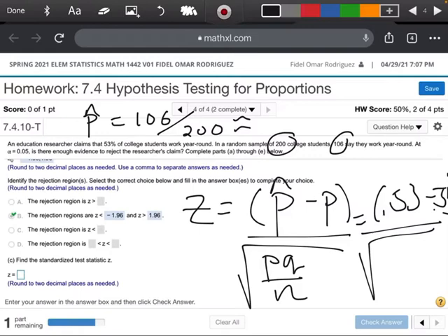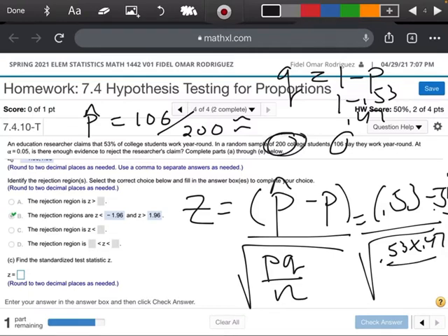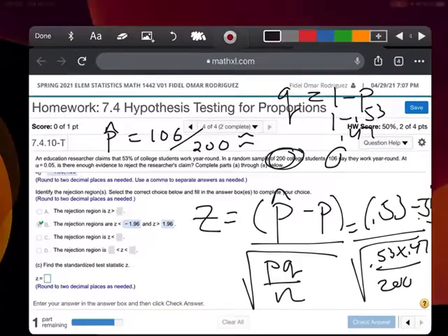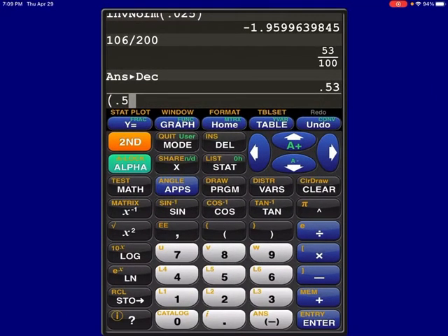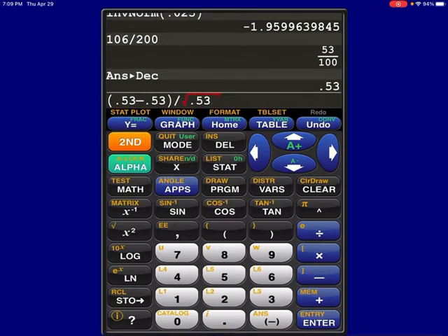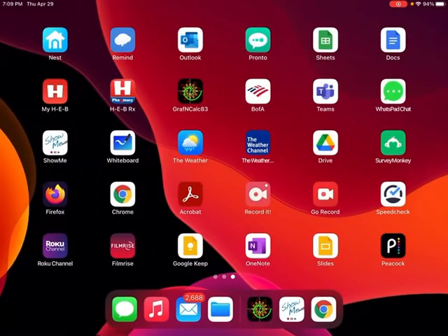Remember q, guys? q is going to be 1 minus p. So 1 minus 0.53 is going to be 0.47. So 0.47 over my n, which was 200. Let me do this part on my calculator. We have 0.53 minus 0.53 divided by the square root of 0.53 times 0.47 divided by 200. Enter that in, and I'm coming up with 0. So my z value is 0.